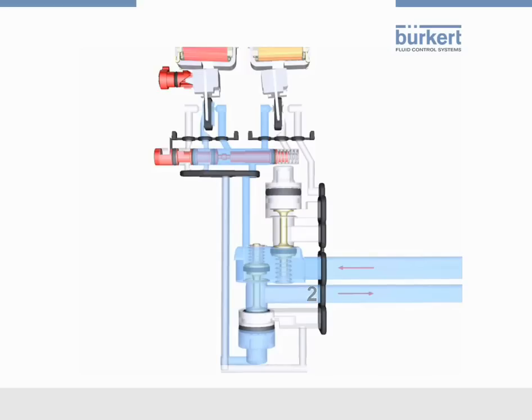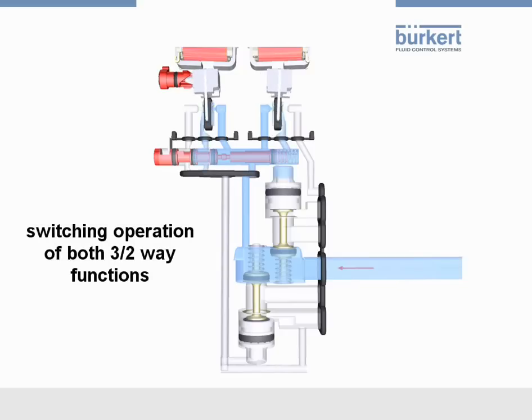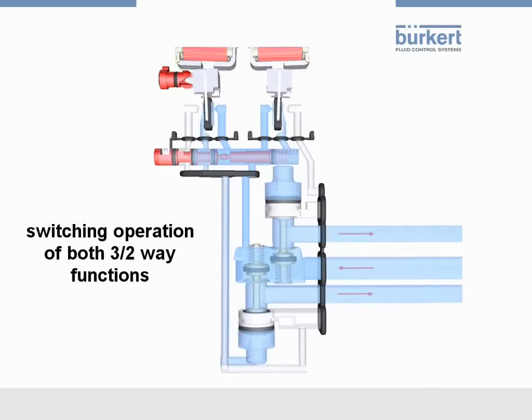Closing starts when the servo-assisted valve is switched off. The piston in the main valve goes back to the start position by the power of the spring. The compressed air is vented from channel 2 via the air outlet channel 3 to the atmosphere. Similar to this switching operation, the switching of the right 3-2-way function works as well as the switching at the same time of both 3-2-way functions.